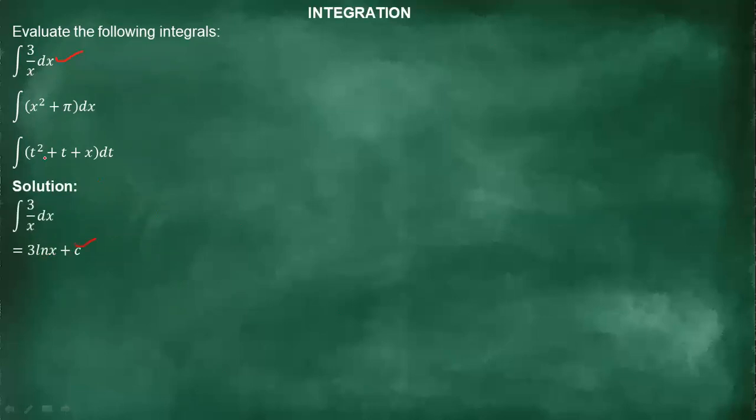The second one, remember here it said dx, so we are integrating with respect to x. This is what we're going to have. It's going to give us x cubed over 3 plus pi x plus c. The last one is this one. We are now integrating with respect to t. Then it's going to give us t cubed over 3 plus t squared over 2 plus xt plus c. So that is the answer for that.